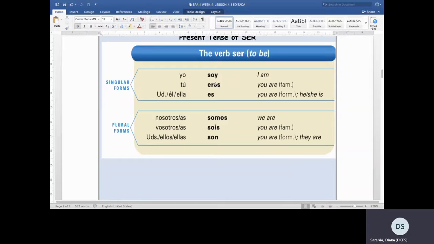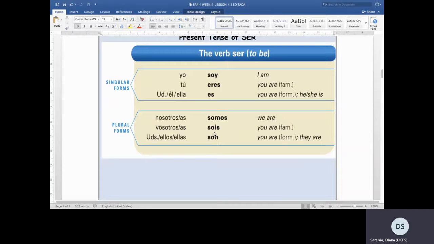Yo soy, tú eres, usted es, él es, ella es. You can repeat after me. Nosotros somos. Nosotras somos.